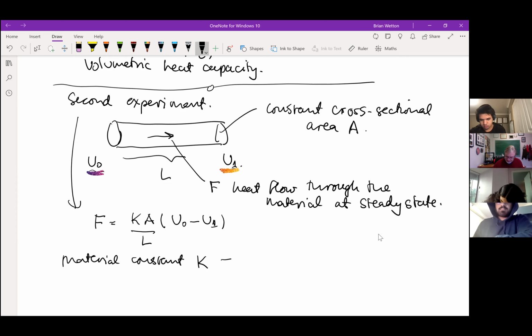Where this K is independent of L and A, and it has units joules per second per meter degrees Celsius.